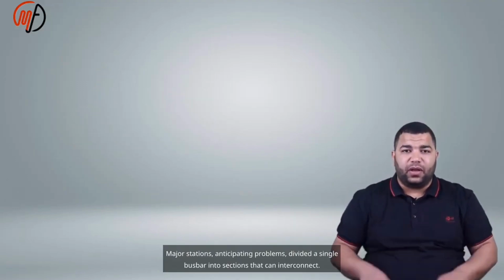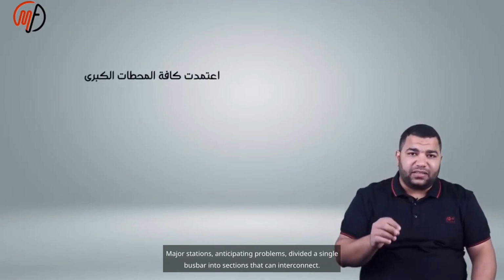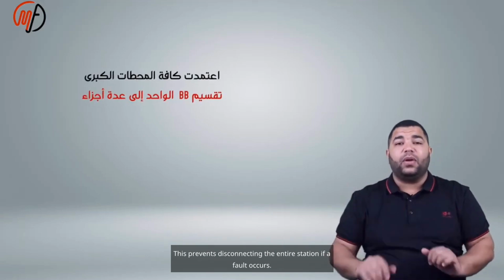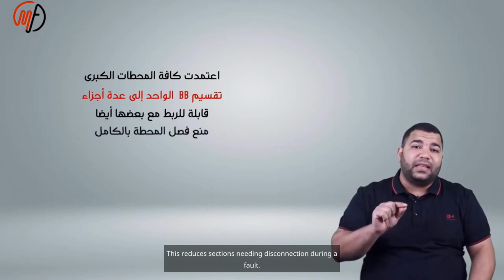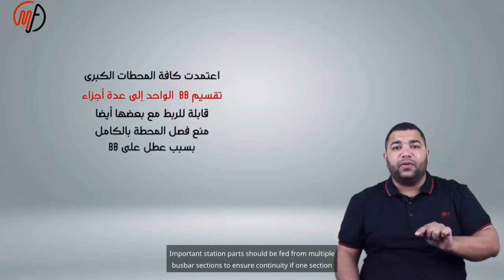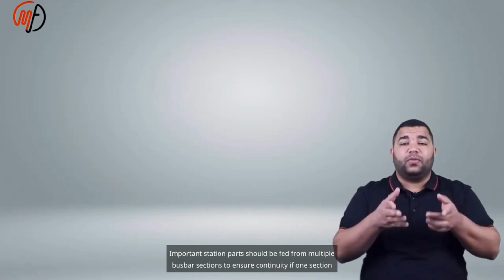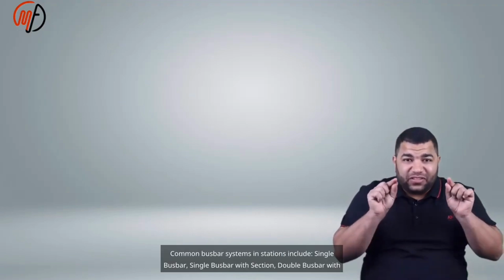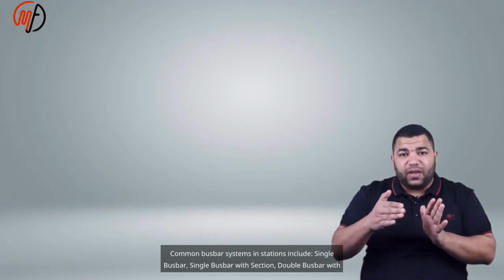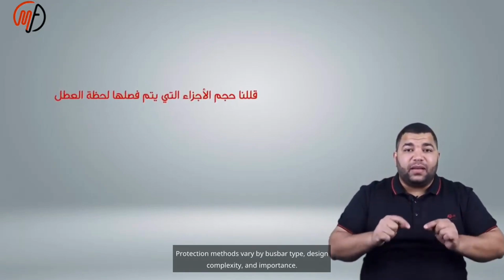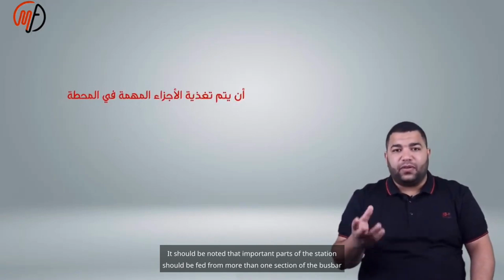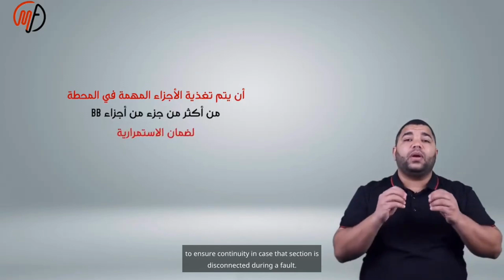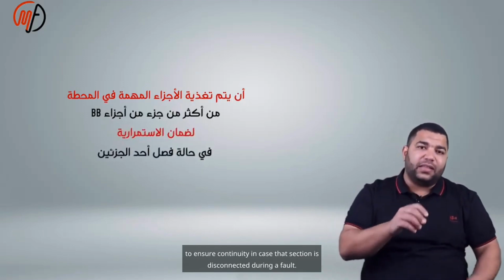Major stations, anticipating problems, divided a single bus bar into sections that can interconnect. This prevents disconnecting the entire station if a fault occurs. A fault on one part can be isolated, keeping the rest stable. This reduces sections needing disconnection during a fault. Common bus bar systems in stations include single bus bar with section, double bus bar with coupler, and 1.5 bus bar. Protection methods vary by bus bar type, design complexity, and importance. Important parts of the station should be fed from more than one section of the bus bar to ensure continuity in case that section is disconnected during a fault.